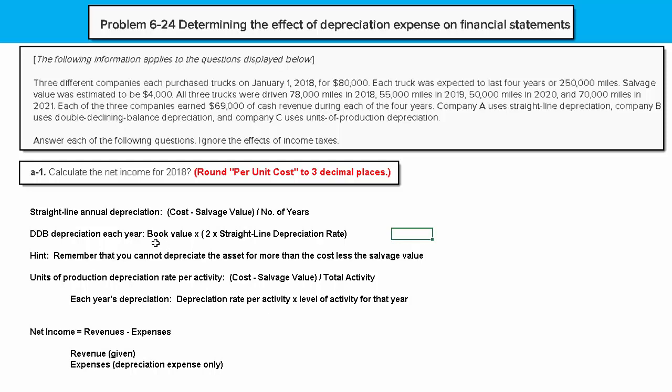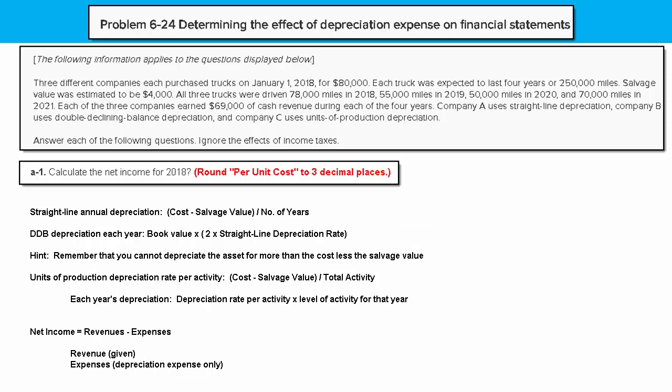Okay? But that's how you'd calculate double declining depreciation in each year. Now, in this problem, we're only calculating the first year, so we know that the book value would be equal to the cost of the equipment minus any accumulated depreciation, and there would be none in the first year. Accumulated depreciation builds up after you record depreciation expense from a prior year or prior period. I'm using year and period interchangeably here. Okay, so that takes care of Company B.